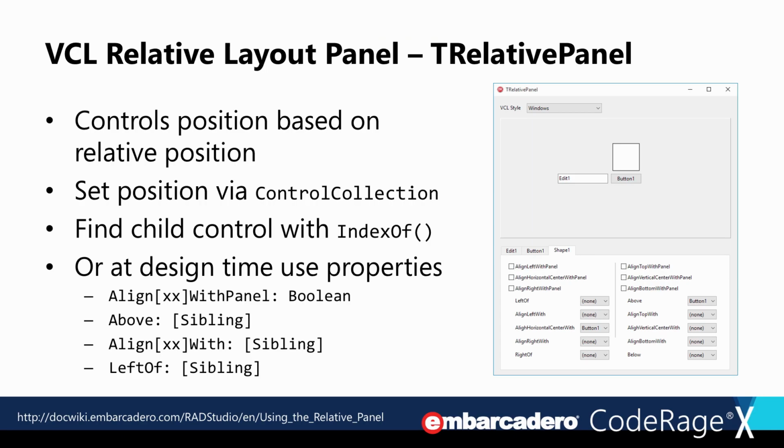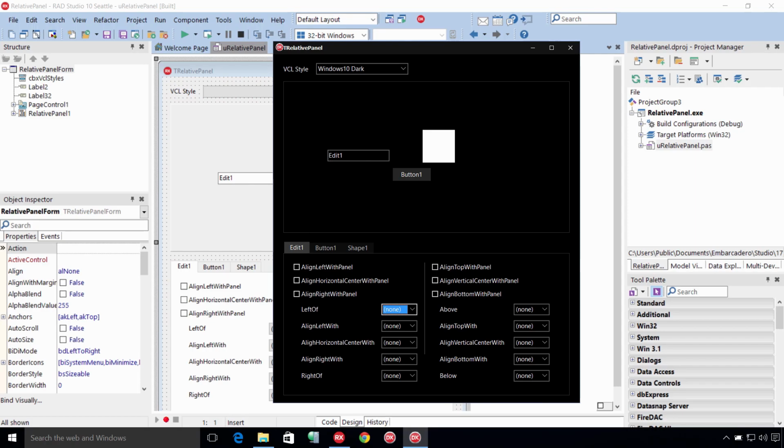The new relative panel is really cool. It allows you to specify that a control is relative to another control. So instead of setting the control's positions absolutely, you instead say this button's always to the right of this edit box. This label's always to the left of the edit box, etc. So this is the new TRelativePanel sample that we have.